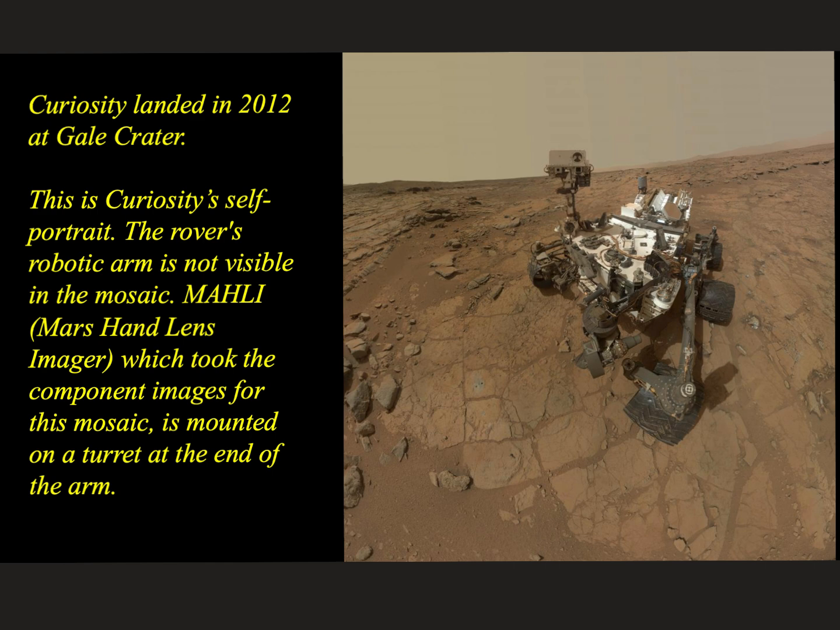And it's about the size of a Volkswagen. Curiosity took a selfie using its robotic arm that is not seen in this picture. This is actually a composite image formed from cropping and sticking multiple images together, so its arm holding the camera is not visible.